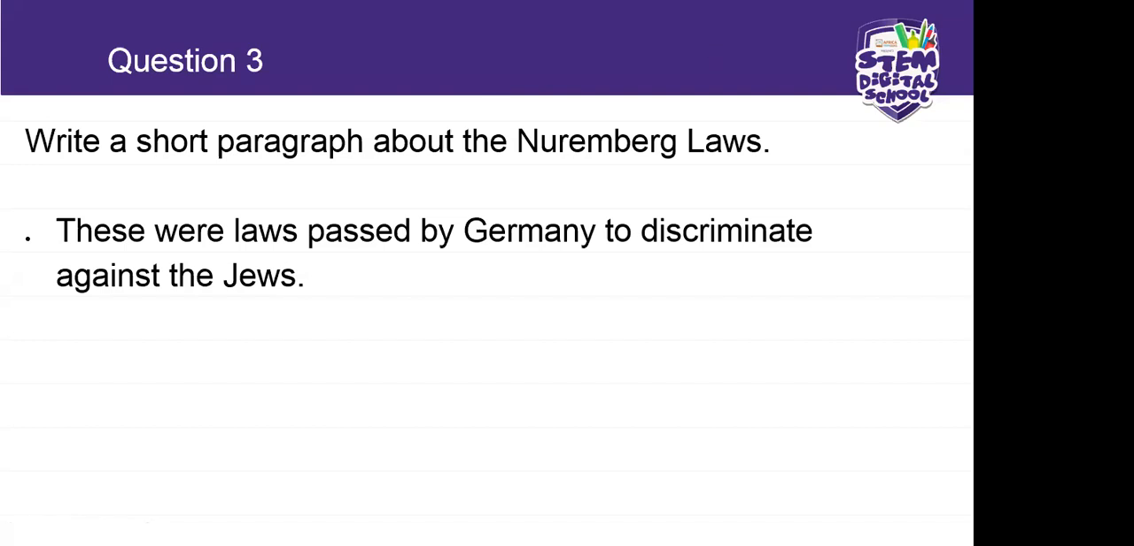Question 3, from Tando. There were anti-Semitic and racist laws in Nazi Germany. It also forbade marriages between Jews and Germans. Oh, that's very good, Tando. It shows that you did your work. So that is the answer for question 3. So those were the Nuremberg laws. Any more answers? Did you write something similar to that? Okay.